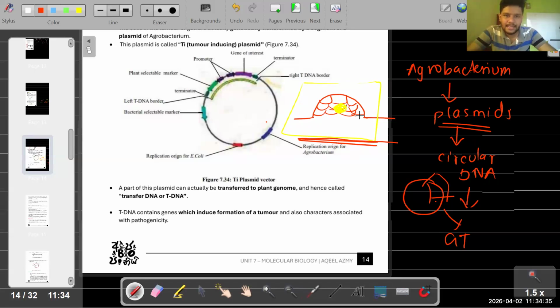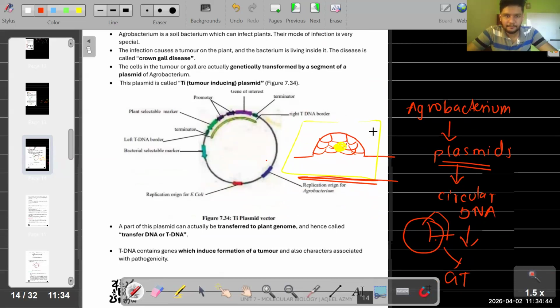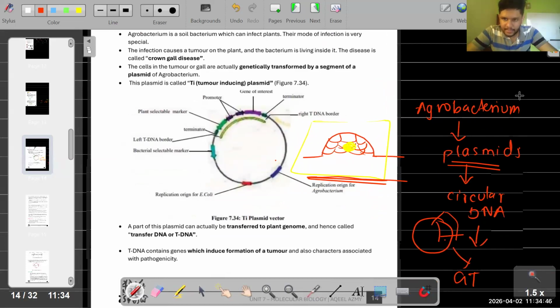But actually, genetically, what are they? Now, genetically, this is the thing. Agrobacterium has plasmids. Why? Because Agrobacterium is a bacteria. Normally, bacteria, prokaryotes, have plasmids. Do you agree with that? Yes, we have learned that in DNA packaging as well. So they have plasmids. Plasmids means circular DNAs.